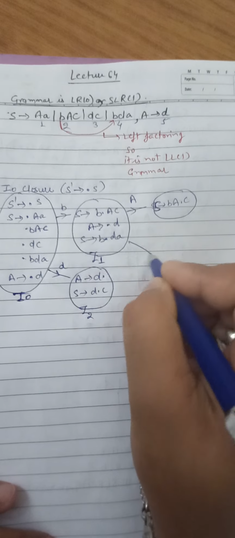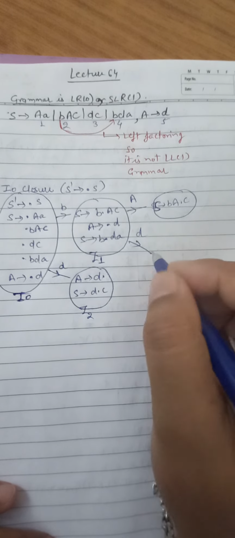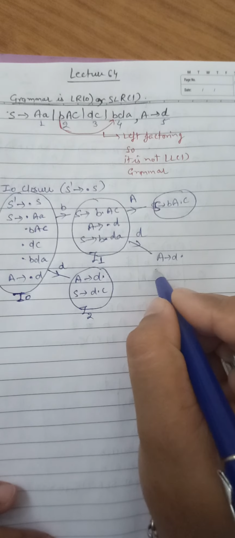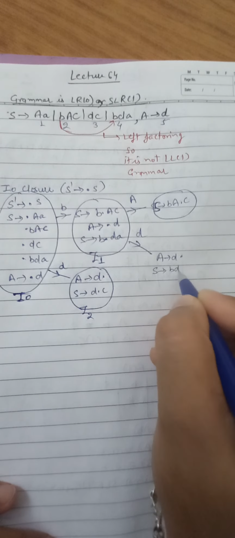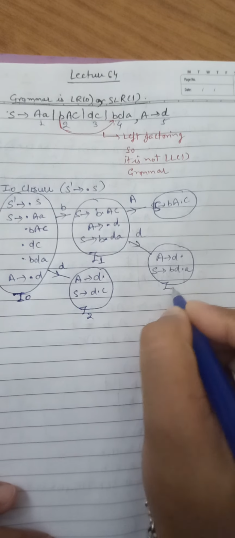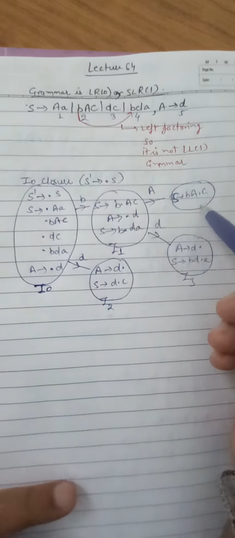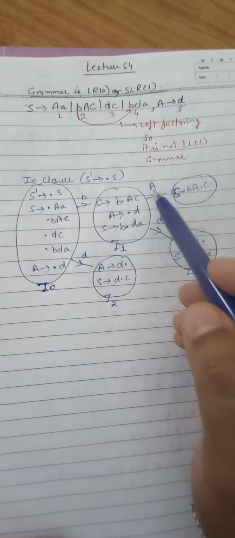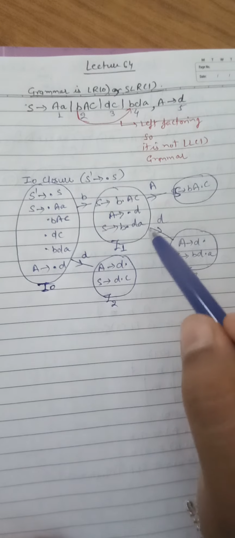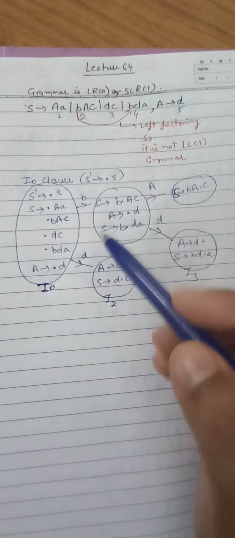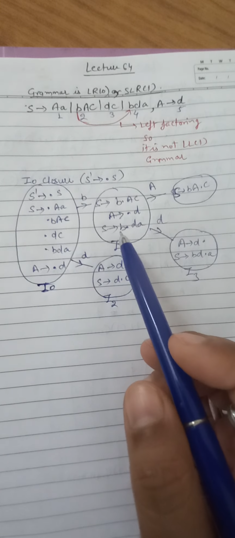And now for D terminal, A tends to D dot and S tends to B D dot A. This is I3. This is not required because, as I've told, we are going to see only those where a conflict can be possible. This is for variables, so there is no conflict. We are seeing only for terminals. So this is I2 and this is I1.